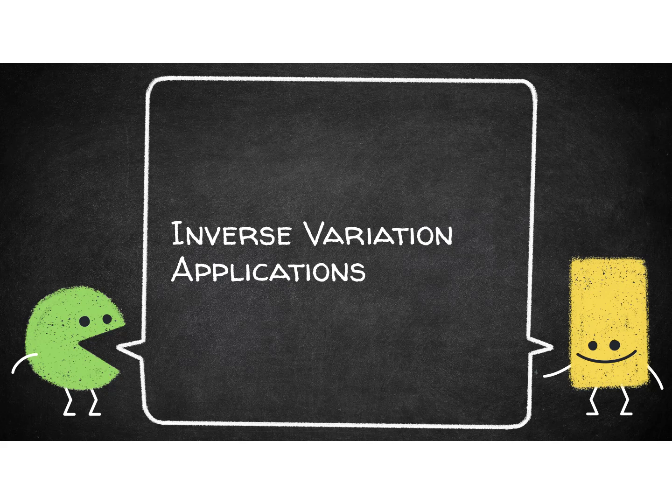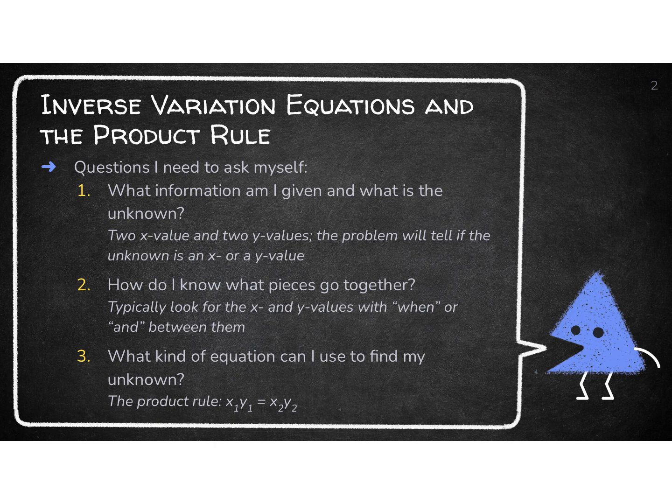All right, everyone. Today we are doing inverse variation applications. So inverse variation applications and the product rule, you are going to be given information and you are going to have something that is unknown. When you are given information, you are going to be given two x values and two y values. And then the problem will tell you if your unknown is x or y. And if it's in a word problem, it'll just be the one that you're missing.